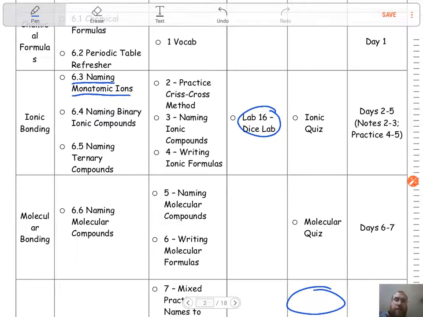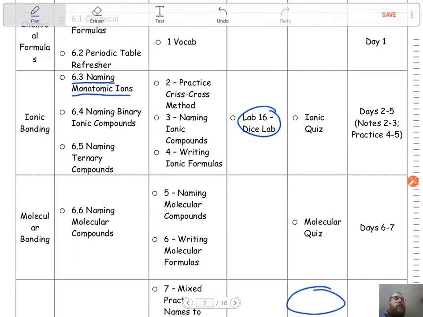What you're going to be doing in that is you're going to be getting a set of dice, and you're going to be rolling a couple of them basically to get your ions. So on the dice there are ions, and you will write those down, and then you're going to go through and figure out the formula and the name for and how many of those ions that you'll actually need in the formula. So make sure you go through and do a bunch of practice where you actually get into naming binary compounds and ternary compounds and stuff before you try to do that.